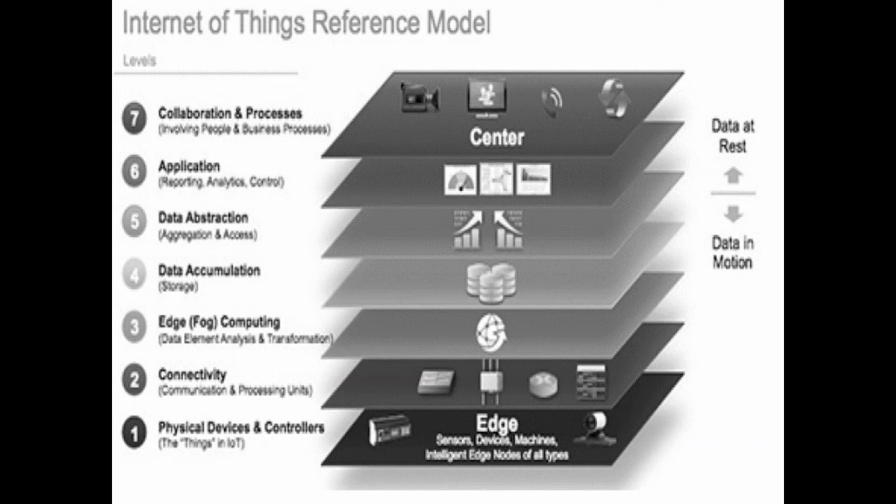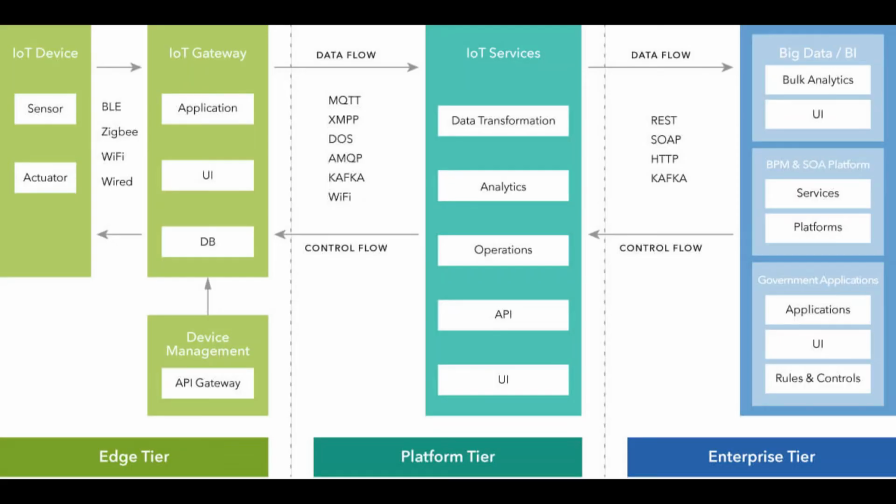So the next one will be the enterprise level of application. So we'll see how that works. So the flow chart we see here is the reference architecture for enterprise IoT. So here we have 3 different stages: edge tier, platform tier, enterprise tier.